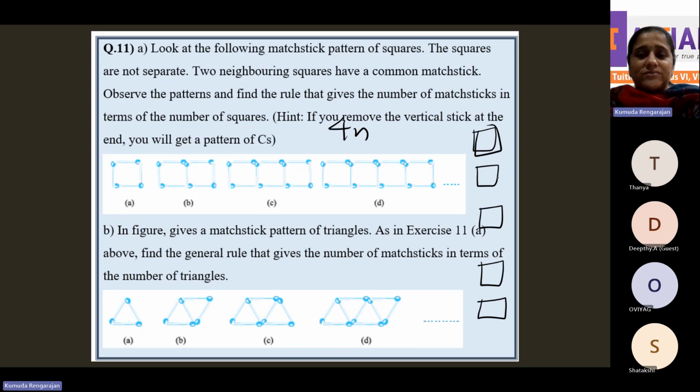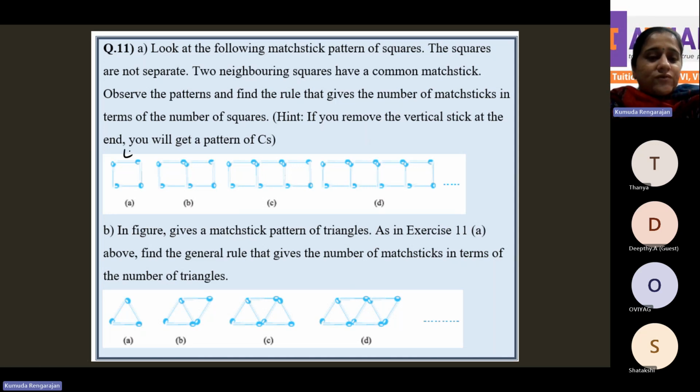This is easy. If you want to make the squares separately, 1 square, then another square, another square, not stuck to each other, then the rule is easy, 4n. Because for 1 square, 4 sticks. For n squares, 4 into n, 4n sticks. But this one, they're stuck to each other.